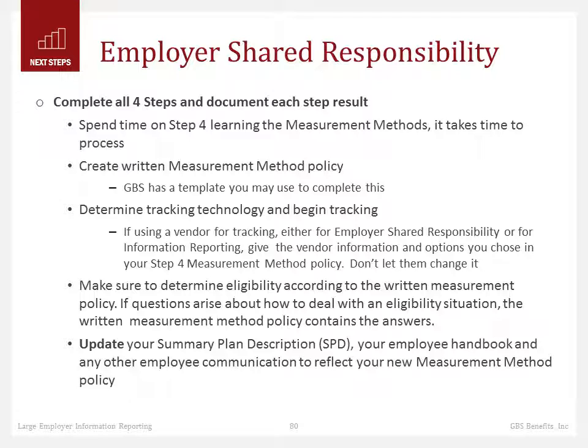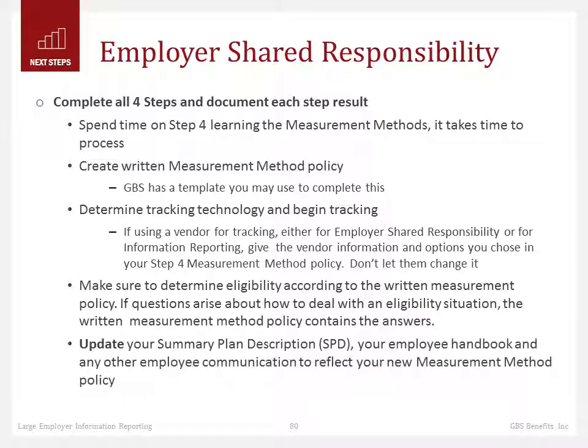Then once you have it in place, determine your tracking technology and begin tracking. Remember, there's no special rules about how you technically track, whether you have your own Excel spreadsheet, whether you hire a vendor or some other option. Just make sure that if you are using a vendor for tracking, either for employer shared responsibility or for information reporting, please do not let the vendor talk you into changing your measurement method policy unless you're fully informed as to why that policy would be advantageous for you to change.